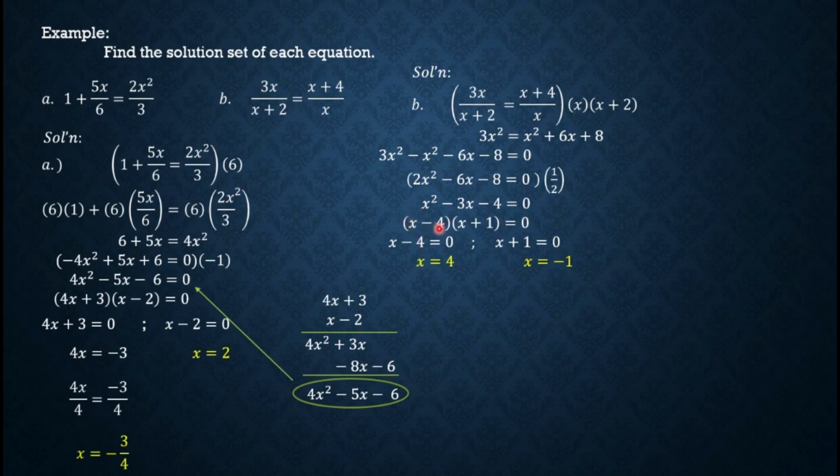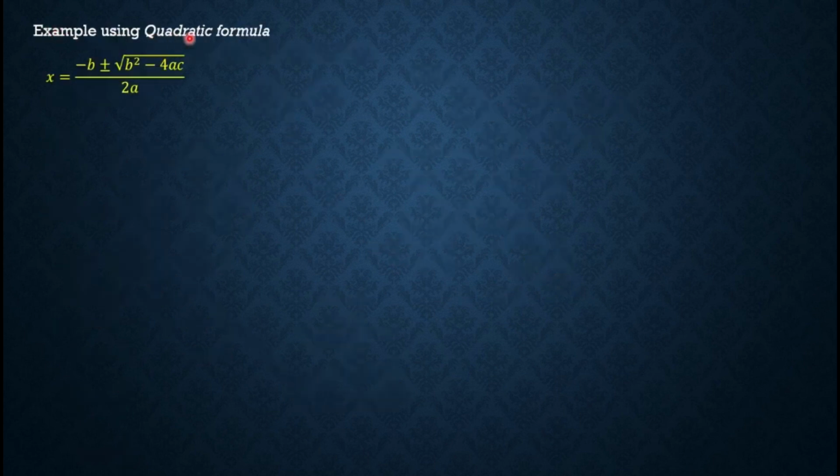The factors are x minus 4 and x plus 1. So this is the solution set for this given example with the use of the quadratic formula. For example, for this equation: 4x squared minus 5x minus 6x is equal to 0.